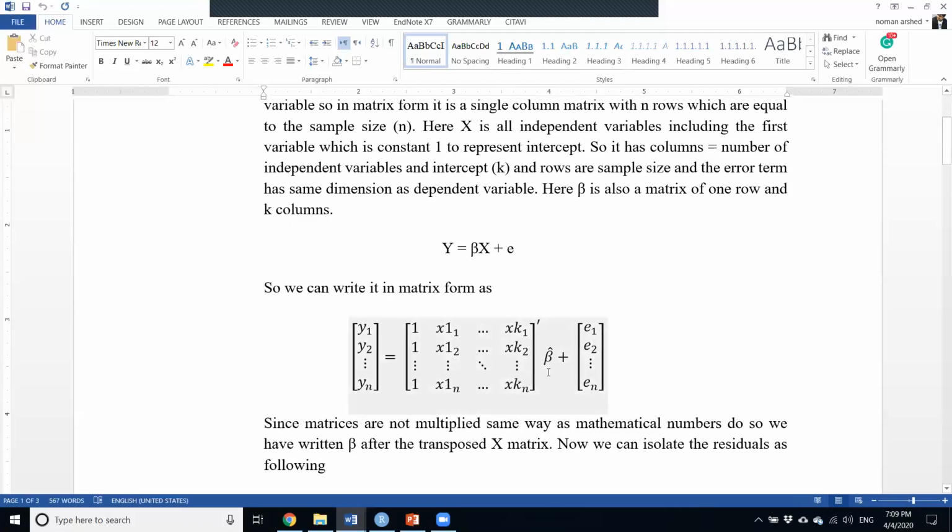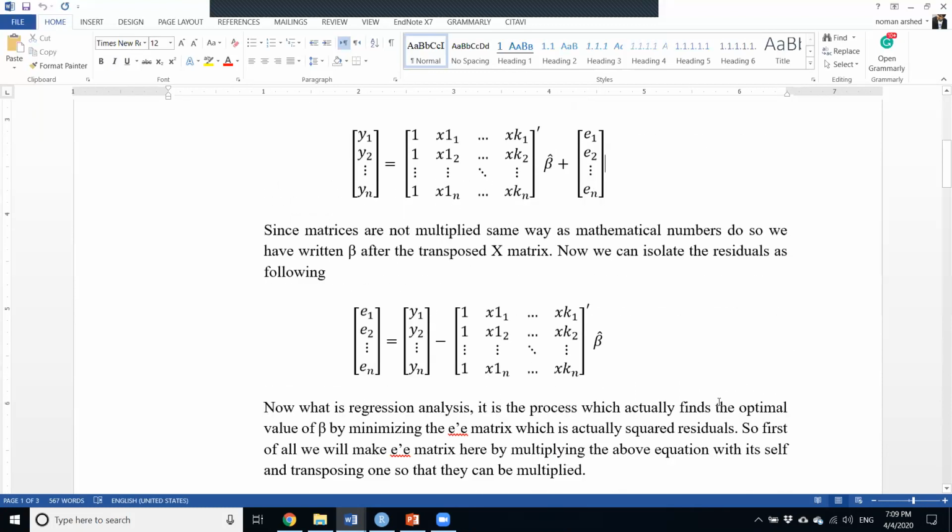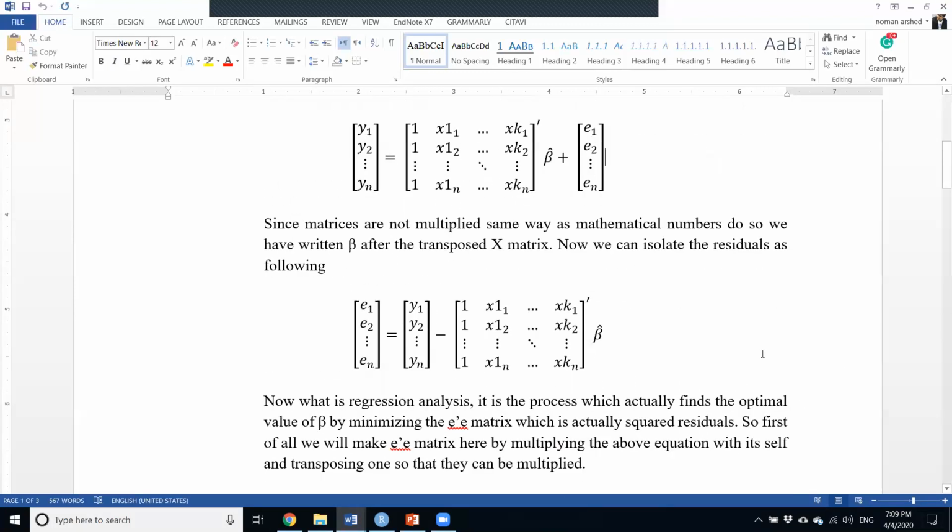Multiply by the beta, and it has a beta hat because we are talking about sample, and then error term has n observations, so error term 1 till error term n. So this is a matrix form of the regression model. Now we need to solve for beta. So beta itself is a matrix. So we need to isolate error term first and move others on the other side.